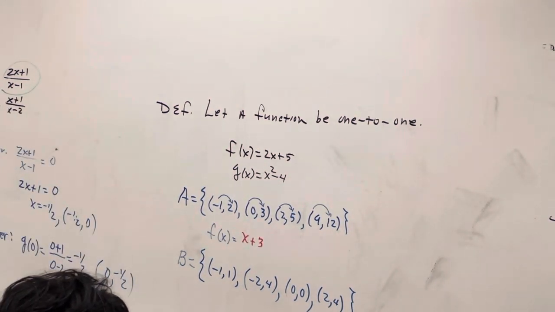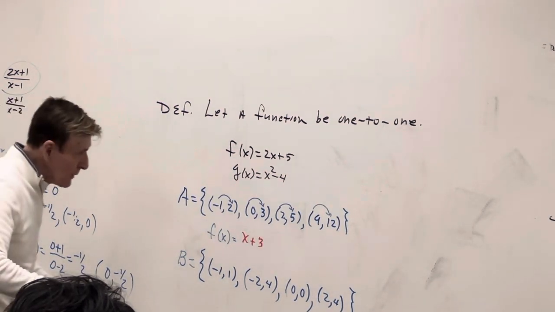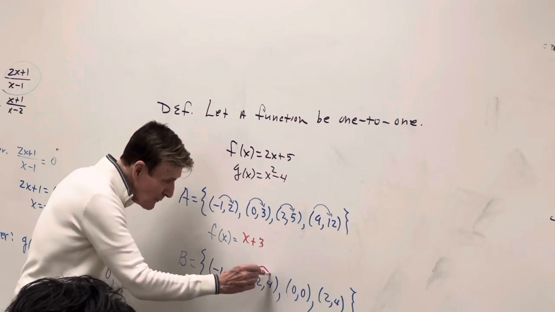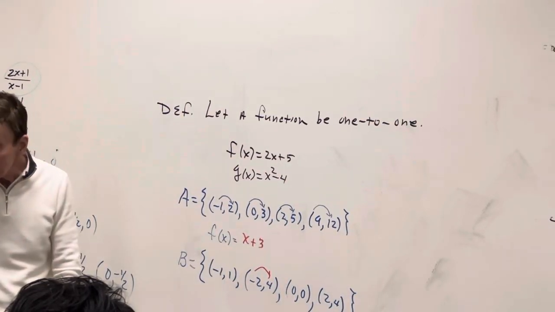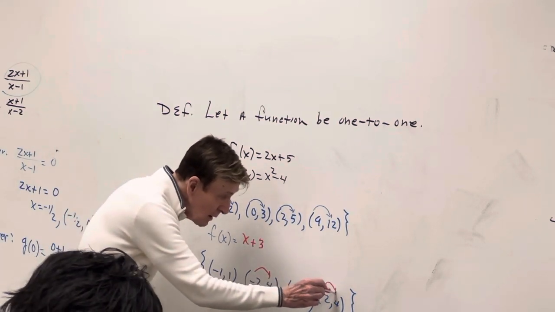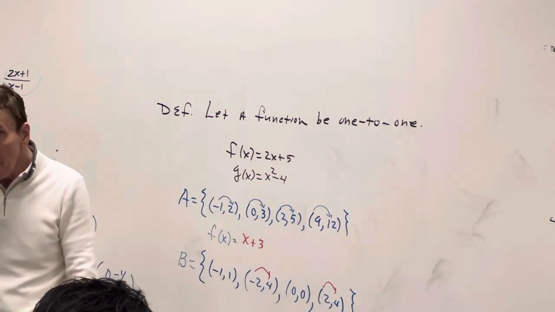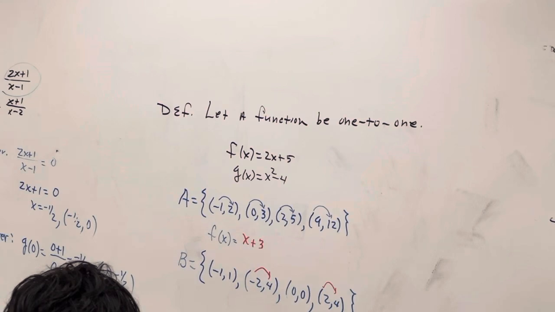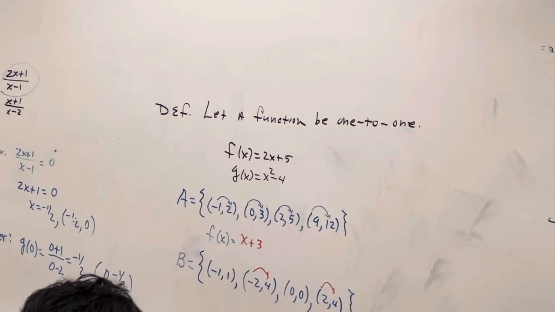Is it one-to-one? Okay, let's see what happens here, guys. I have -2 paired up with 4, for example. Do I have something else paired up with 4? Yeah. It's not one-to-one.